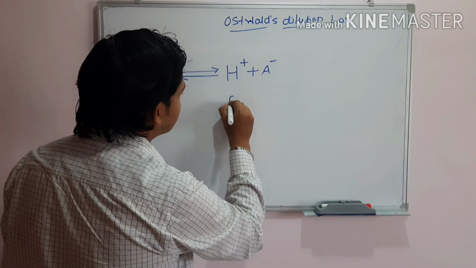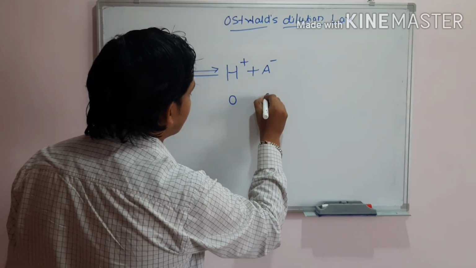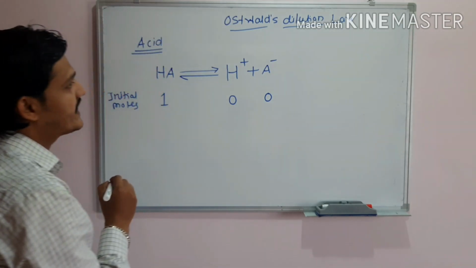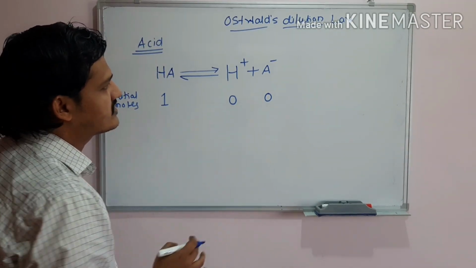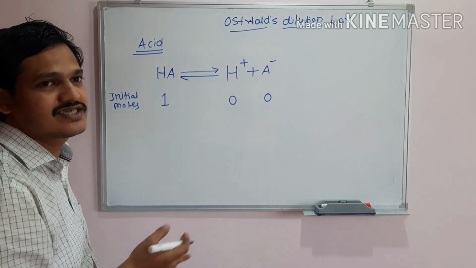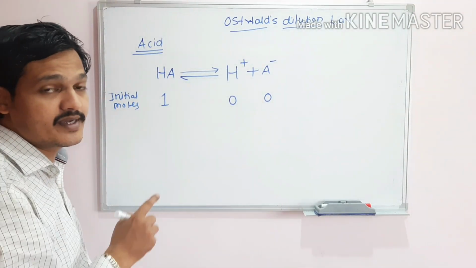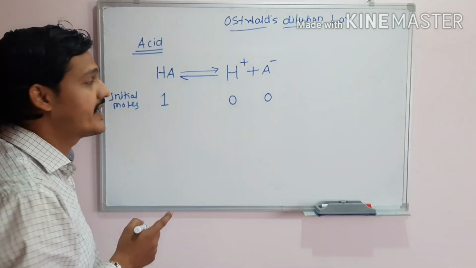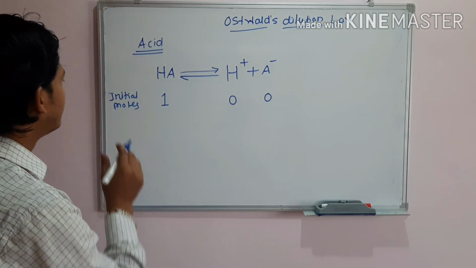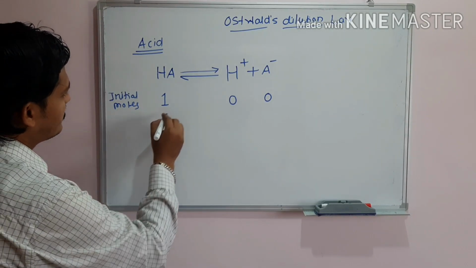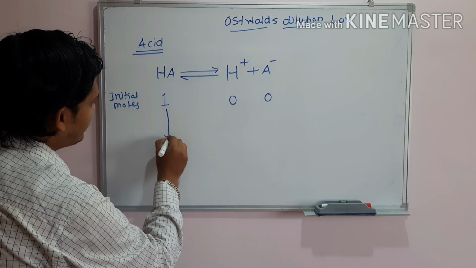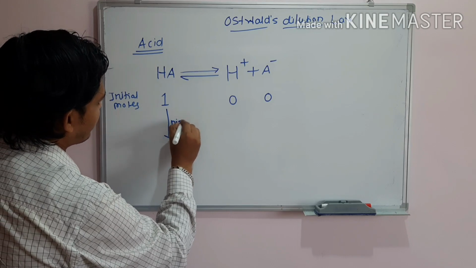What is the initial concentration of cation and anion? It is 0, because the dissociation reaction has not started yet. Point to remember, as I told you in chemical kinetics. Then after the initial moles, the dissociation reaction takes place.